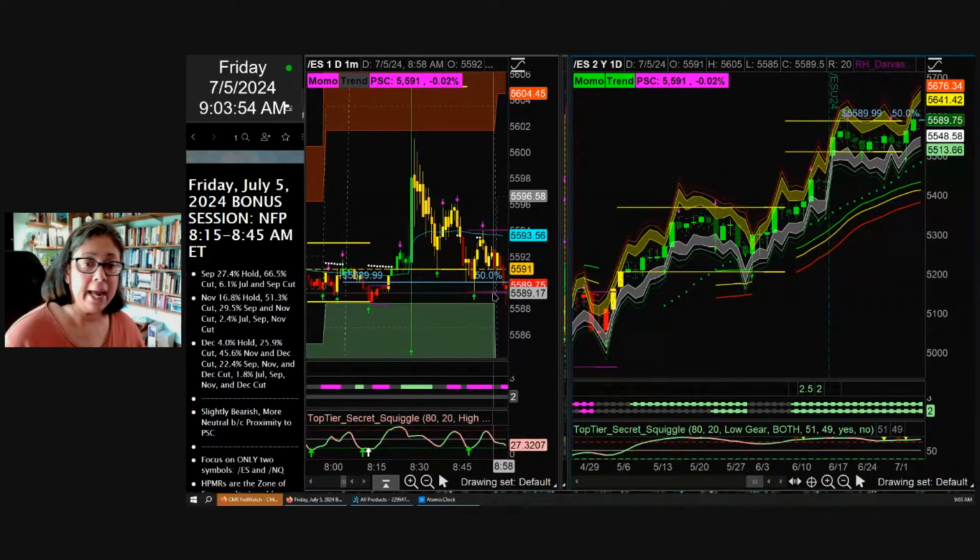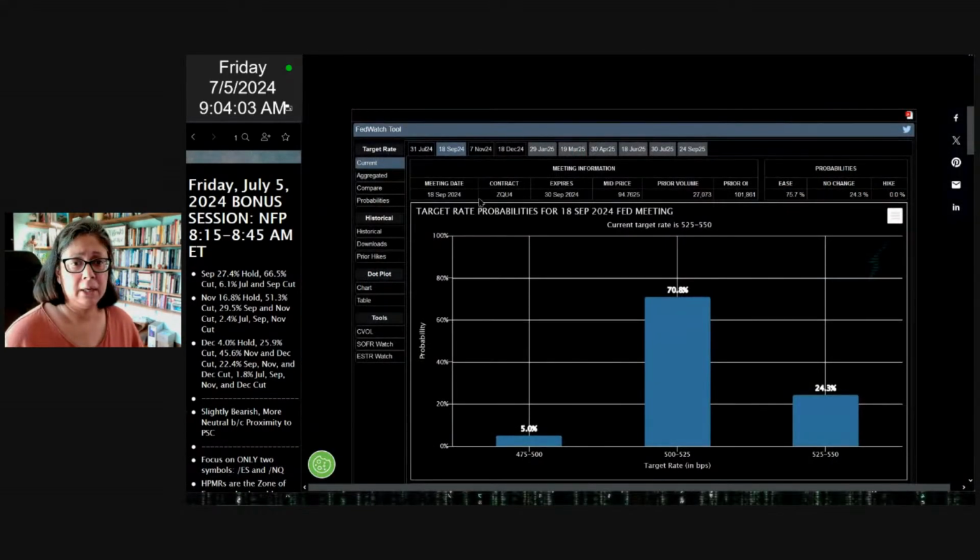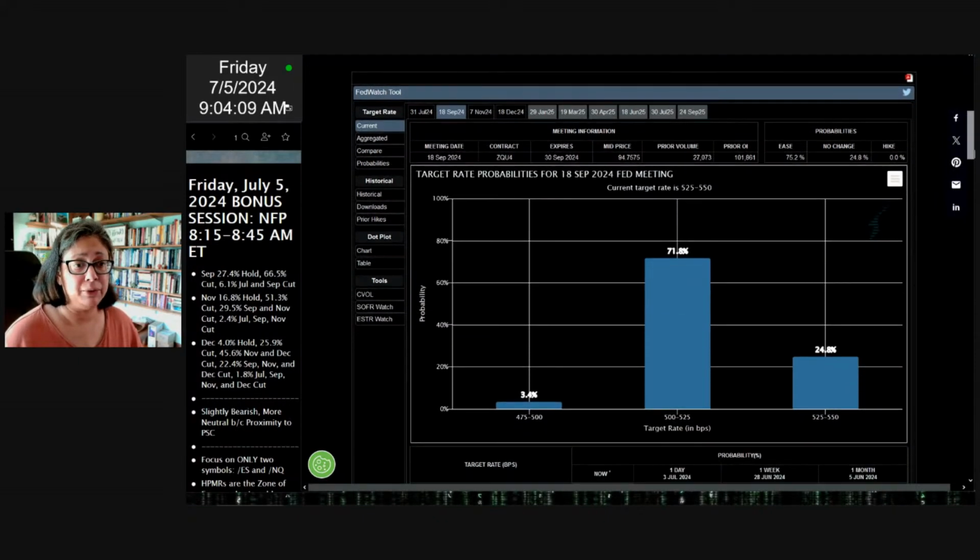And the takeaway from all of this, and you can see here in the notes, is that this was a largely dovish release, because expectations for a September rate cut continue to climb. We were at 70 and change. Now we're at 71, close to 72% after NFP. Before NFP it was 66.5. So if you're wondering, is this a bullish release or a bearish release?